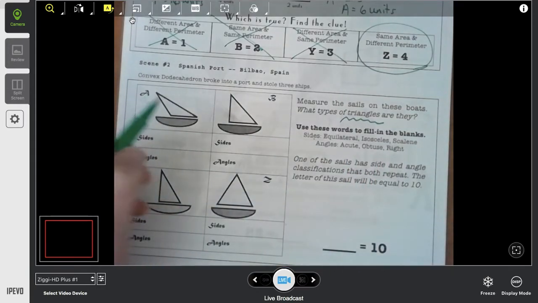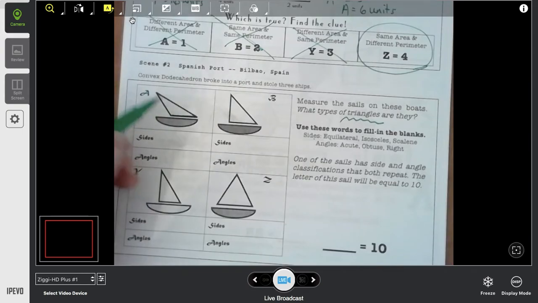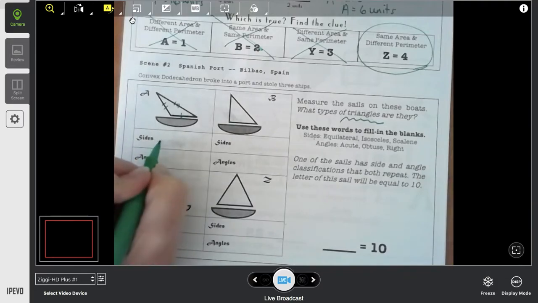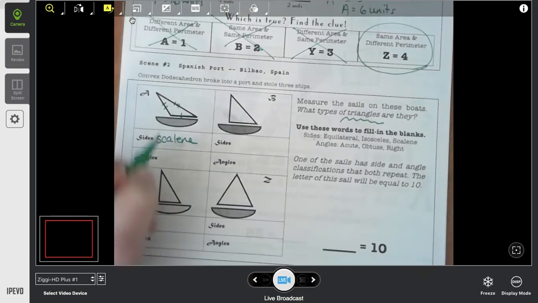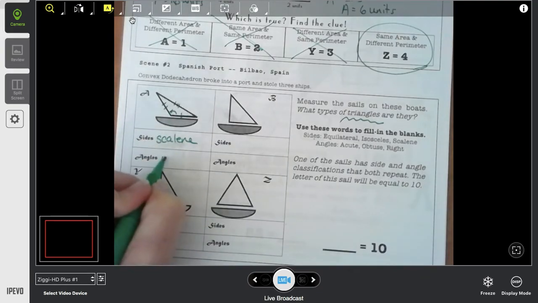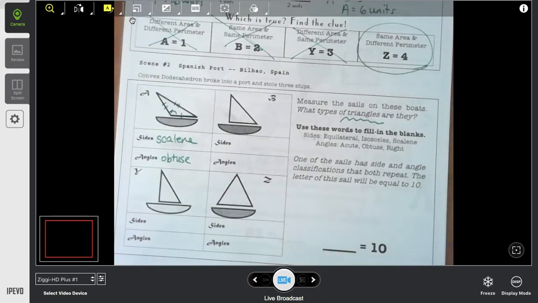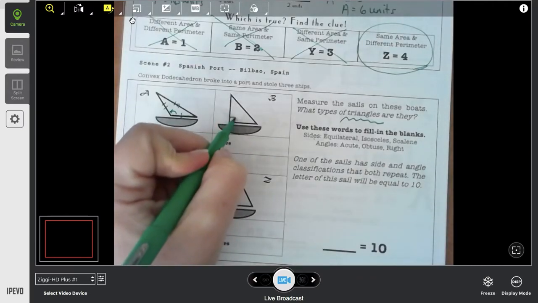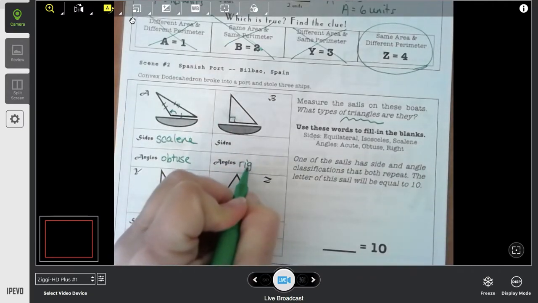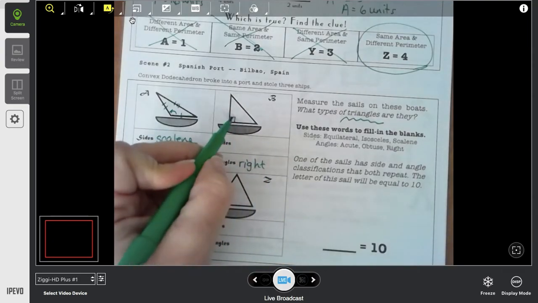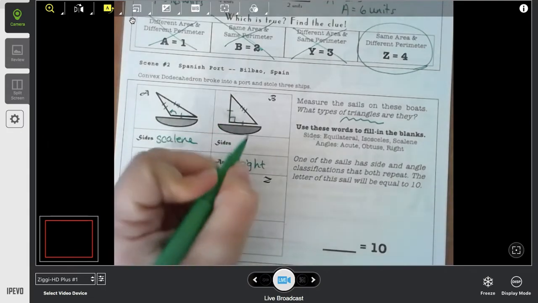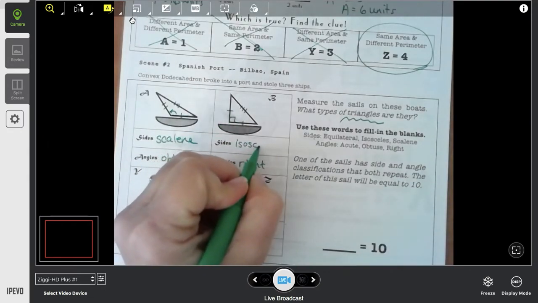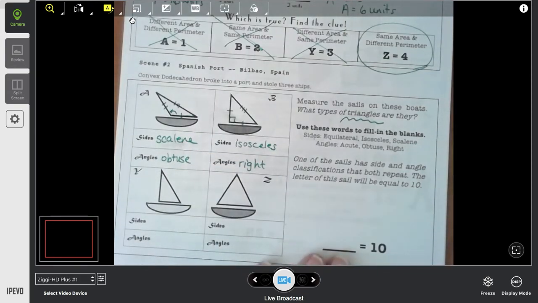All right, let's look at this first sail. All 3 of these sides are different lengths. Shorter, a little longer, longest. So this is a scalene triangle, scary scalene. And this angle right here is an obtuse angle, so it has to be an obtuse scalene. This one I can see a right angle right there, so that's got to be a right triangle. And the sides of this, these two are the same length, so this one is longer, which makes that isosceles because it has 2 equal sides.